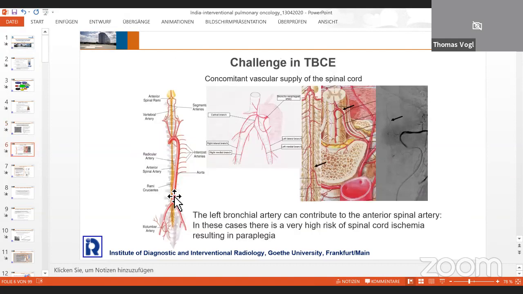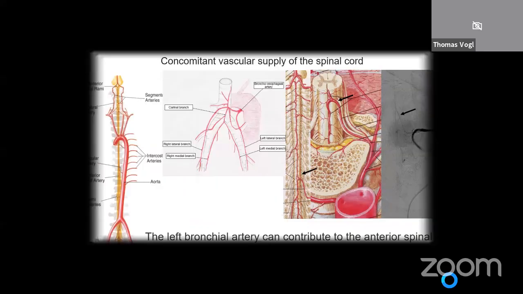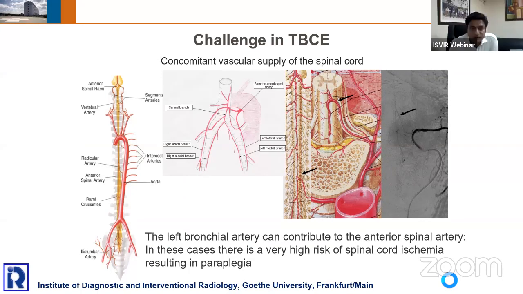But what is the problem? Dr. Vogl, please, can you make it full screen? Full screen, PPT and presentation mode. Yes, I can make full screen. So better? No, still not. You just have to click on that presentation mode, full screen mode. It is better now. Okay, now it is okay.